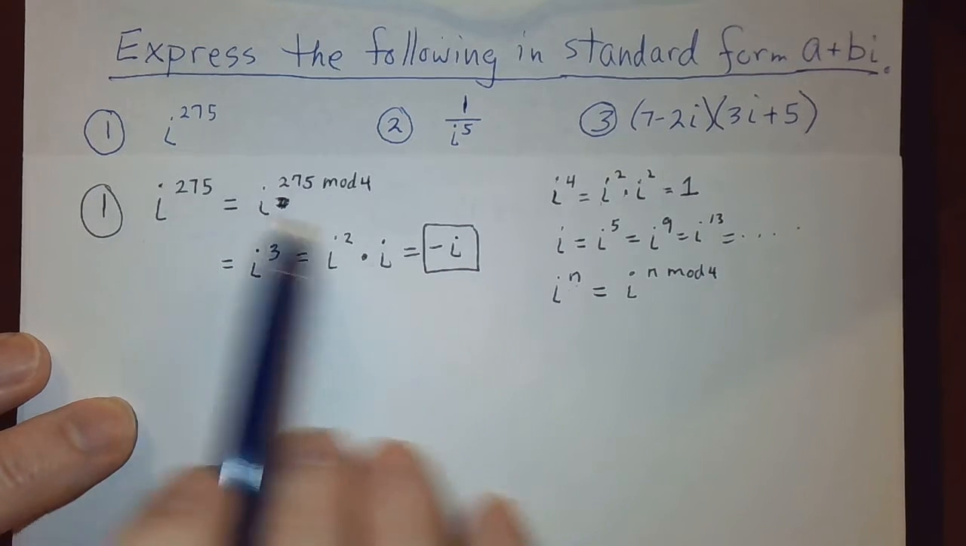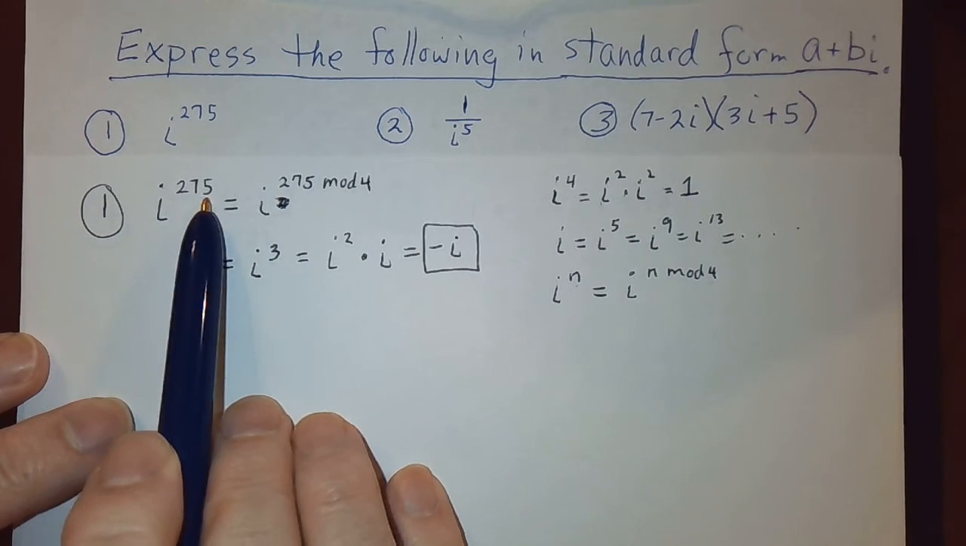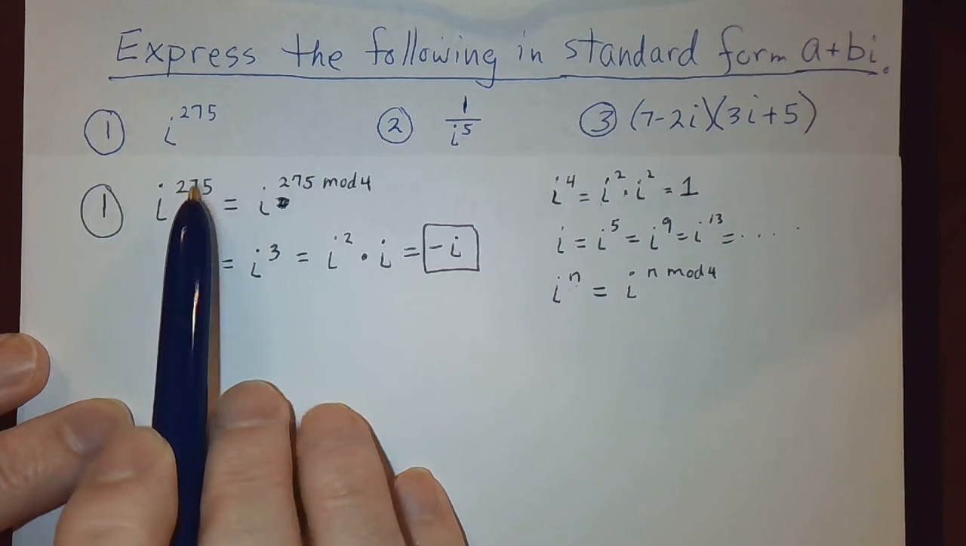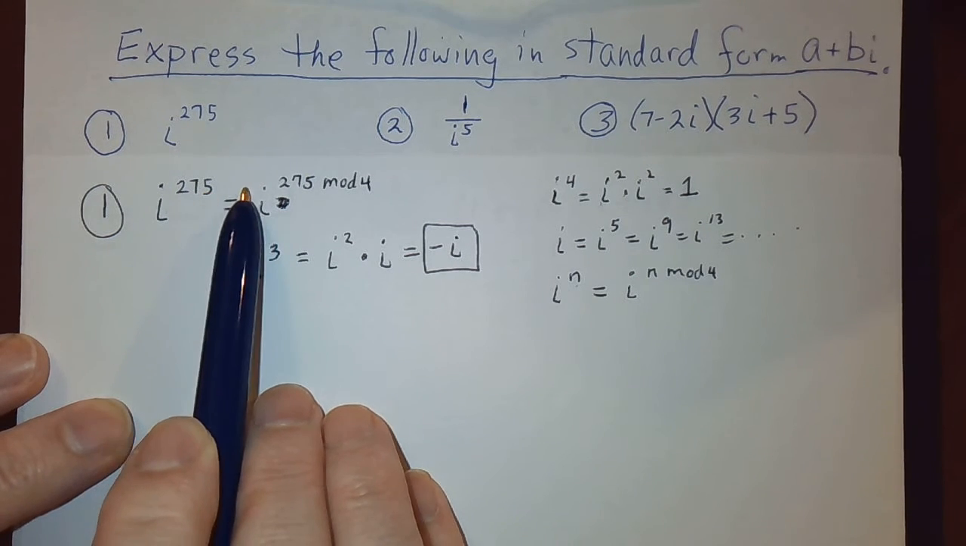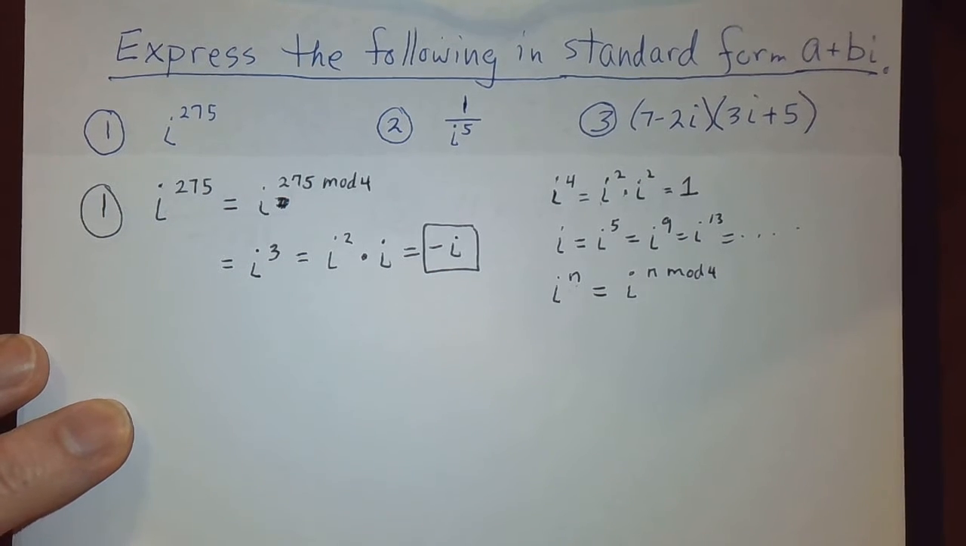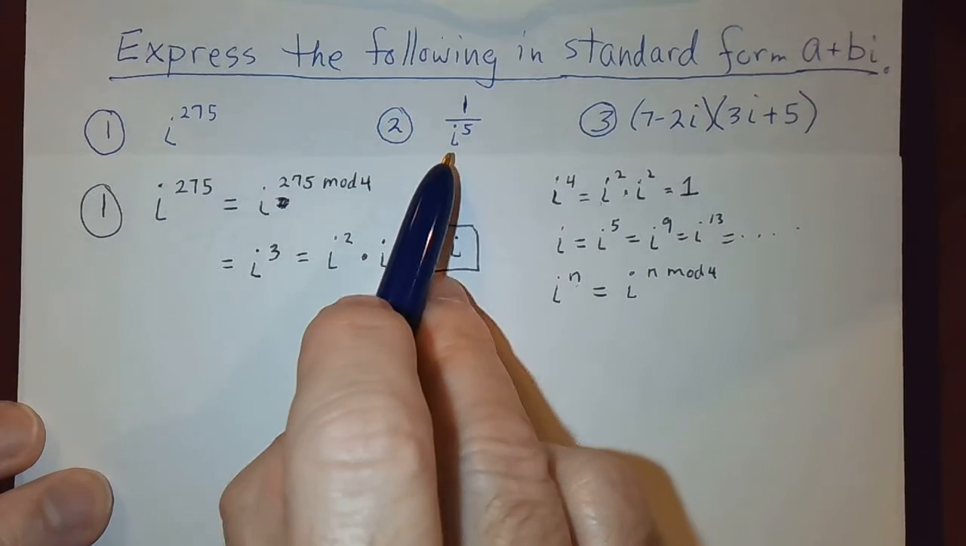And by the way, if this were 279, if I add 4, or if I add 8, or any multiple of 4, or subtract any multiple of 4, I will also get this answer, negative i. All right, let's move on to number 2.